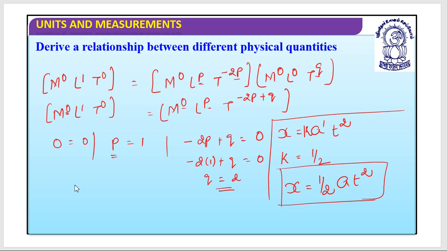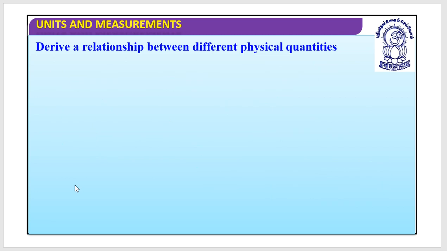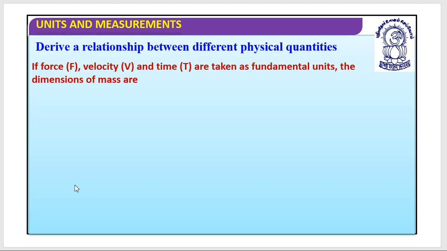Very good. Let's move to the next. Let's find out one more numerical like this. We have been given force F, velocity V, and time T. These are taken as fundamental units. If these three are taken as fundamental units, then find the dimensions of mass.